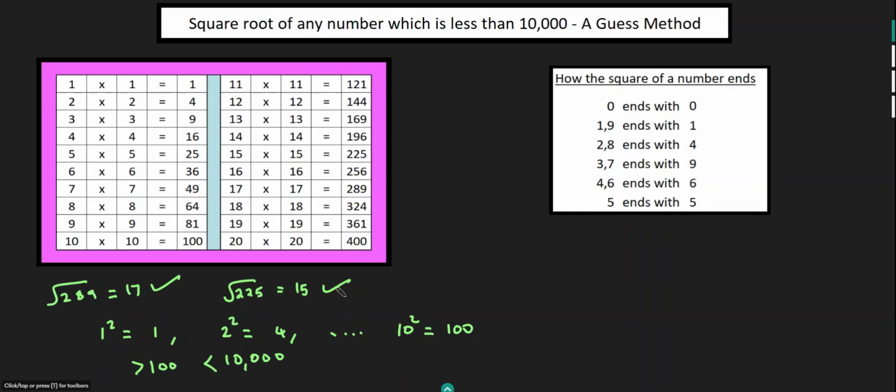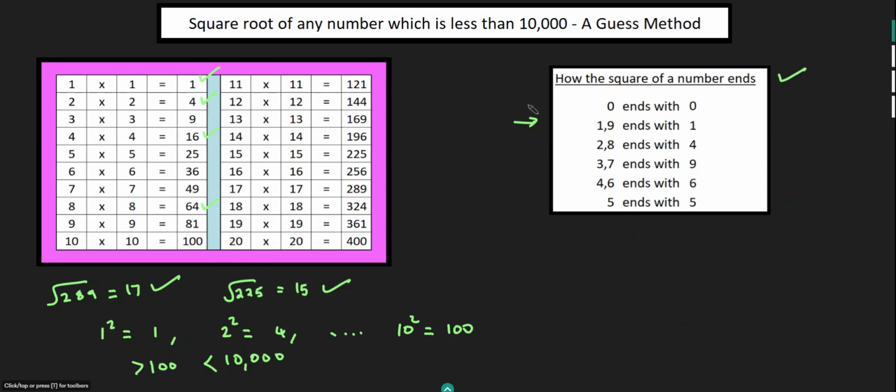There is also one important thing that we should know, that is how the square of a number ends. If you look at the table, the square of 1 is 1, which ends with 1. The square of 2 ends with the digit 4. Likewise, the square of 4 ends with 16, and the square of 8 ends with 64, that is, it ends with the digit 4. So here I have given the list of numbers and the digit their squares end with.